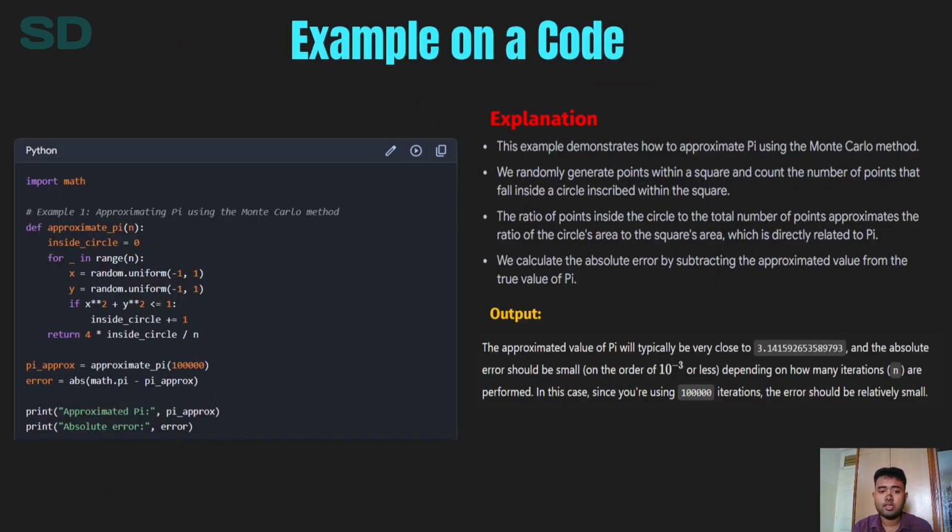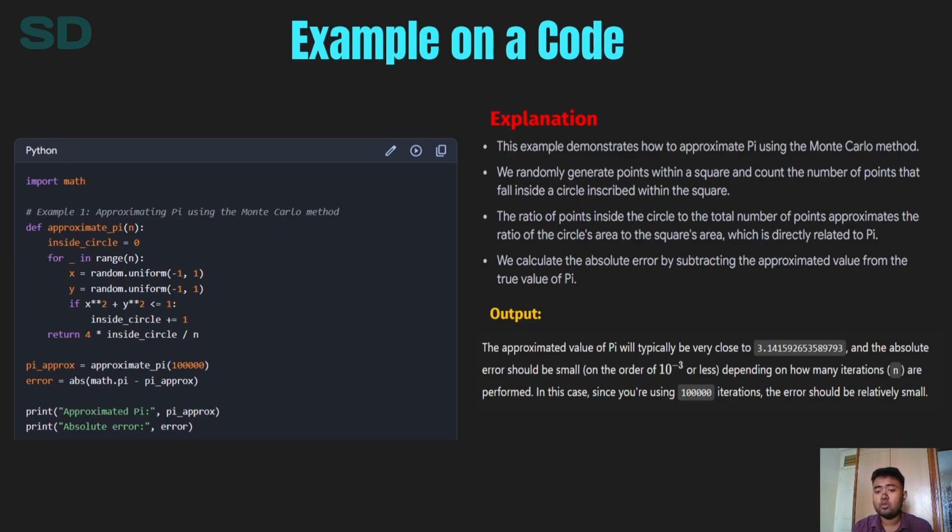Example on a code. There is an example on the left side, and the explanation is as follows. This example demonstrates how to approximate pi using the Monte Carlo method. We randomly generate points within a square and count the number of points that fall inside a circle inscribed within the square. The ratio of points inside the circle to the total number of points approximates the ratio of the circle's area to the square's area, which is directly related to pi.